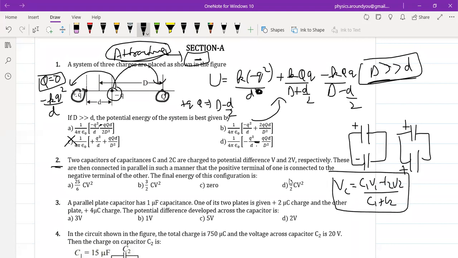All right. So here, let's straight away take the product. C1 is C, V1 is V, C2 is 2C, V2 is 2V. Let us take their product.